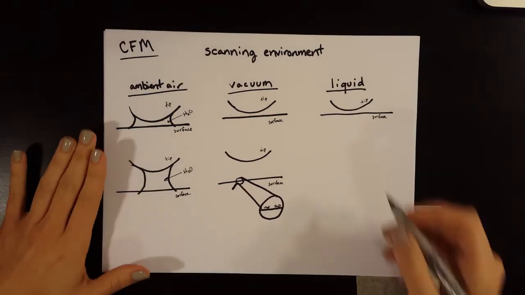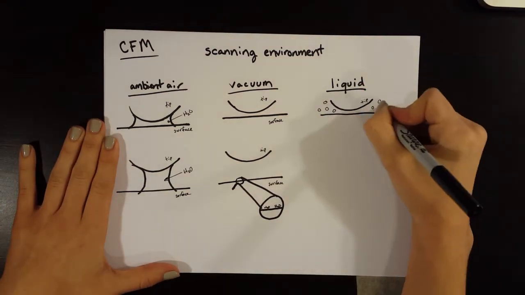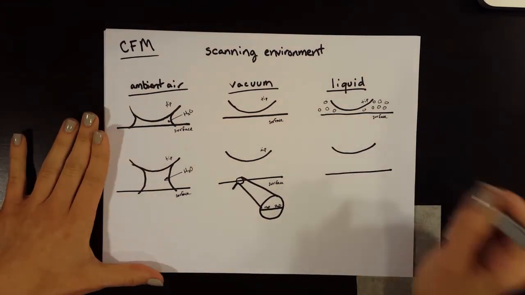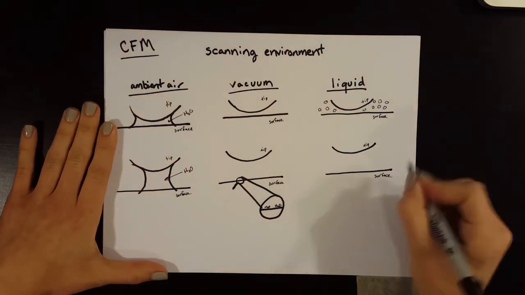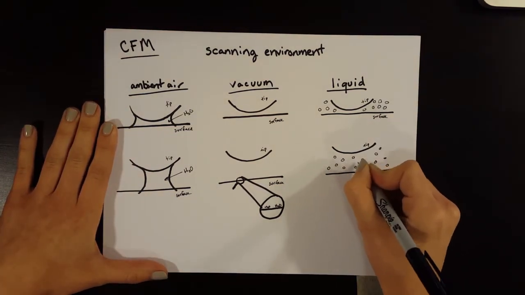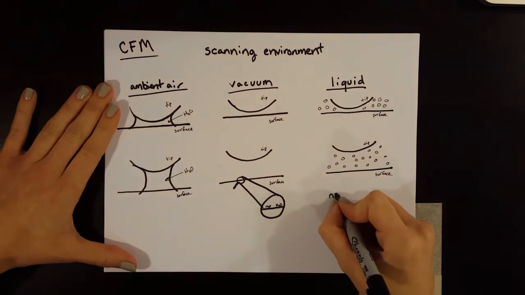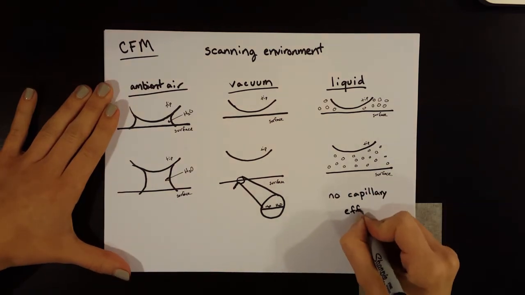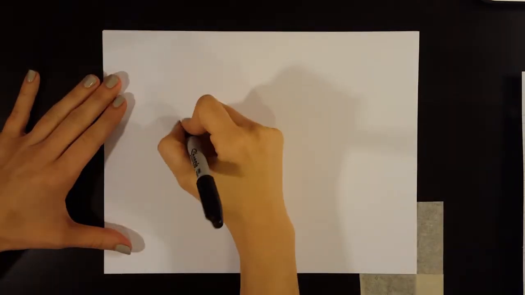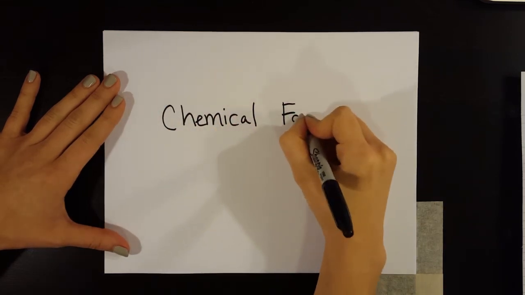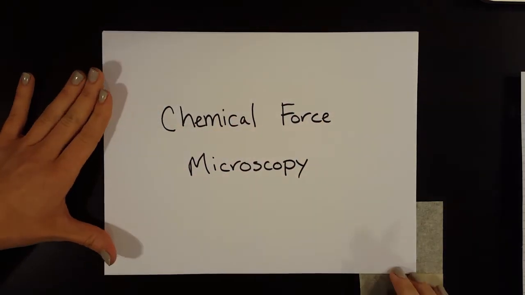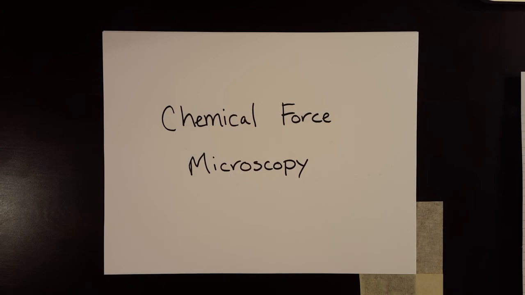By measuring in liquid, though, the capillary effect is not an issue, and the true tip-sample interaction can be measured. Chemical force microscopy is a relatively new technique, but has great potential, especially for use in biochemistry.